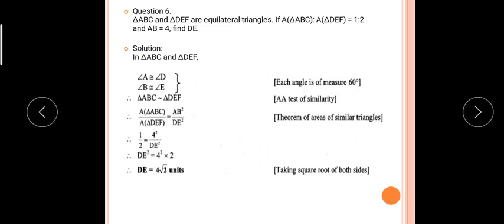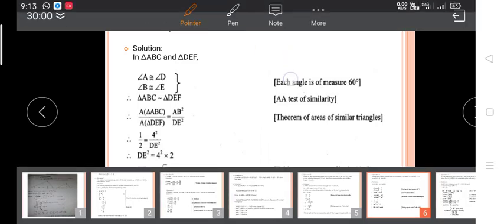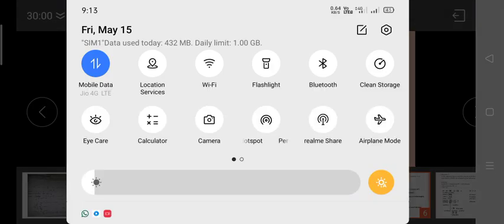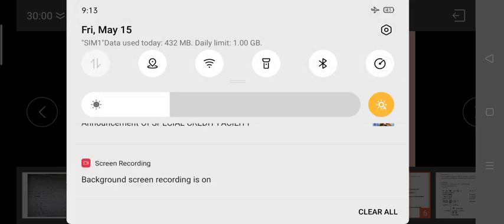Now question number 6. This is also a simple one. See, triangle ABC and triangle DEF are equilateral triangles. If the ratio of area of triangle ABC to area of triangle DEF is 1 to 2 and AB is equal to 4, we have to find out DE. The areas ratio is given, one side AB is given, and the corresponding side of the other triangle we have to find out.